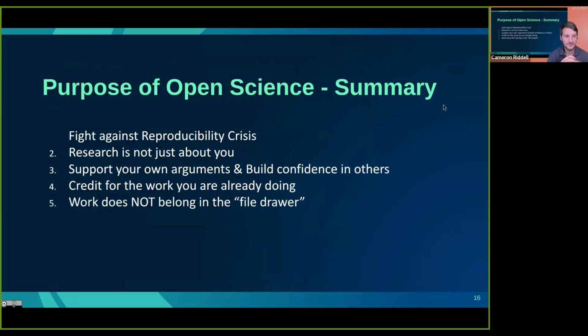So we have talked about 5 different points for the purpose of open science. We know that open science will help us fight against the reproducibility crisis. We know that research is not just about us, and open science serves as a constant reminder of that. We know that open science will help us support our own arguments, and it helps us build confidence in the work that other individuals have done or other groups have done.